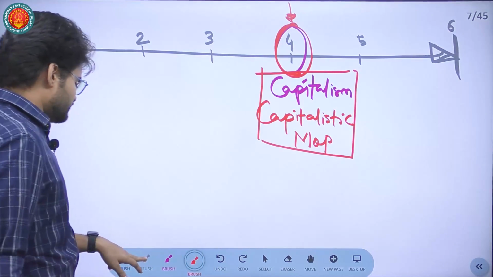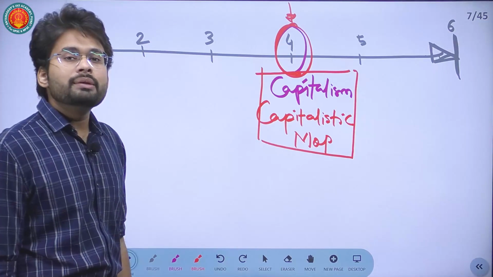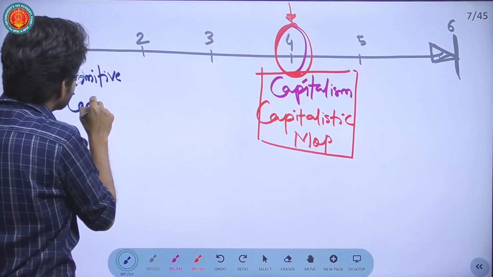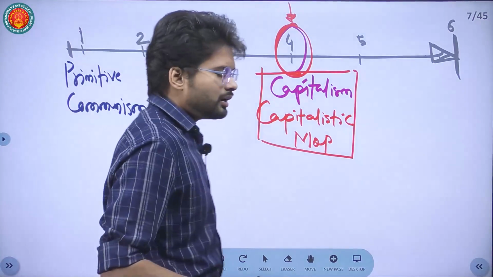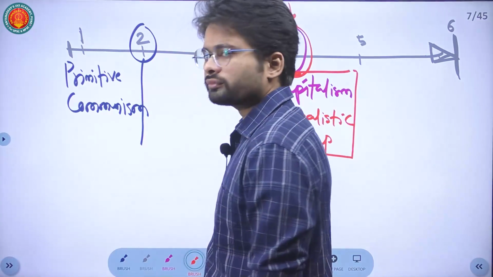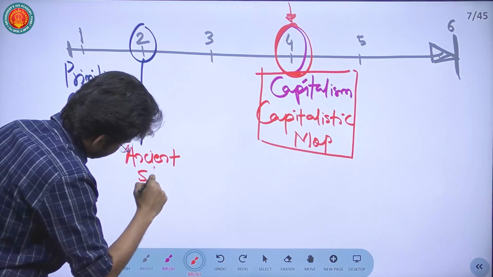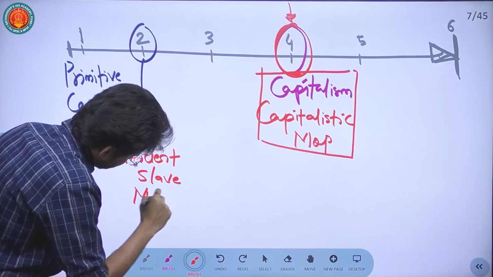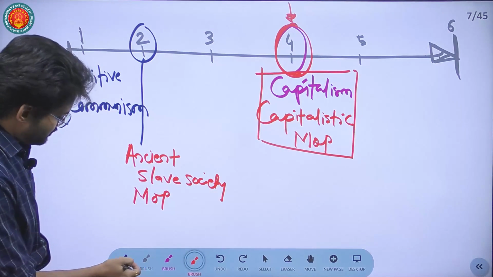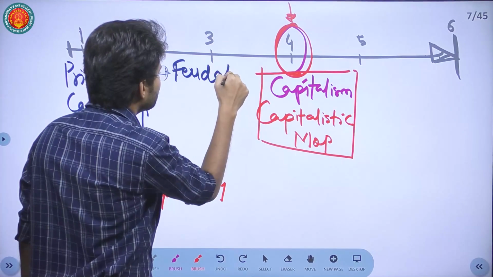And these earlier 3 stages are called, in Marx's words, the first stage as primitive communism. Primitive communism. The second stage is called ancient slave society, which can be another name, right? And the third stage is called the feudal mode of production.